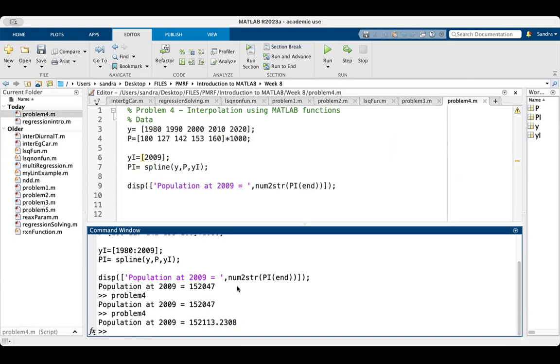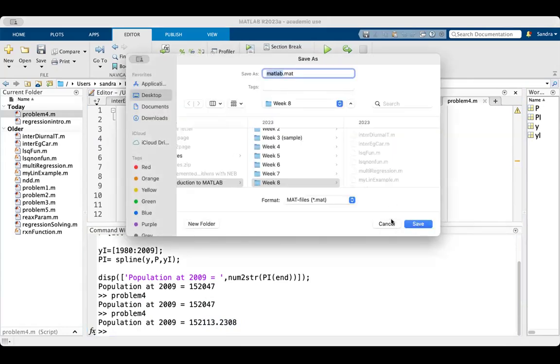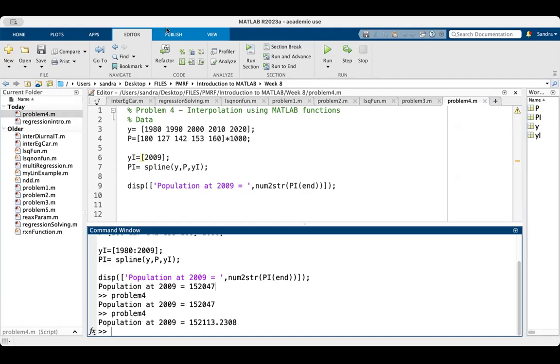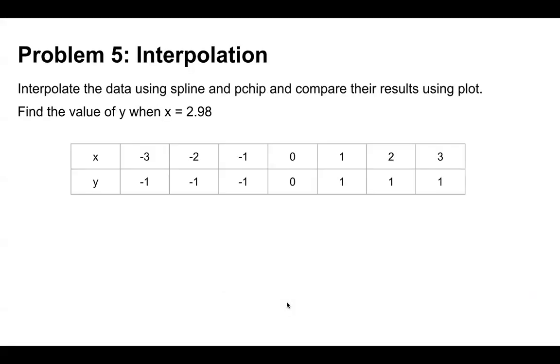Now let us move on to the next question. This will be the last question of the day. Again, it's an interpolation problem. You have to interpolate using both spline and pchip and compare the answers. You can also use a plot. We have this data and need to find the value at x equal to 2.98. You have to use both pchip and spline and tell me the answer for both interpolations. I'll give you 2-3 minutes and then we'll discuss the answer.